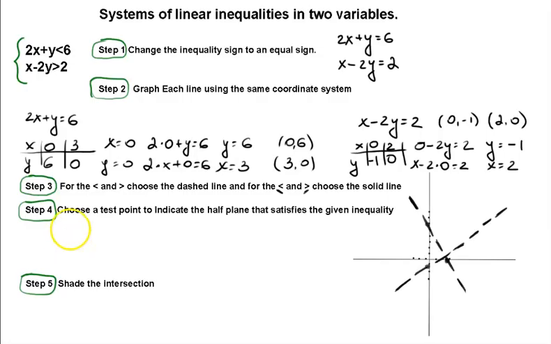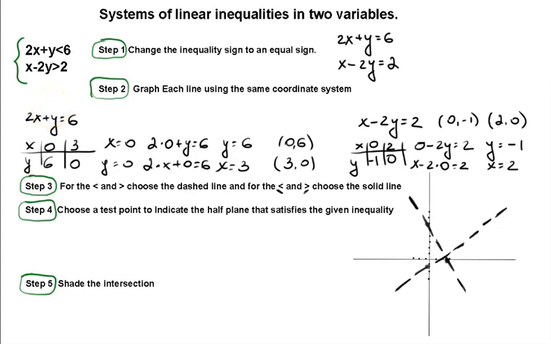Next step is I need to choose a test point to indicate the half plane that satisfies the given inequality. Why would we do that? To solve the system of those two inequalities, I will definitely have more than one point that will satisfy both inequalities. But how can I come up with all of the points that will satisfy both inequalities? That will be some part of the plane.